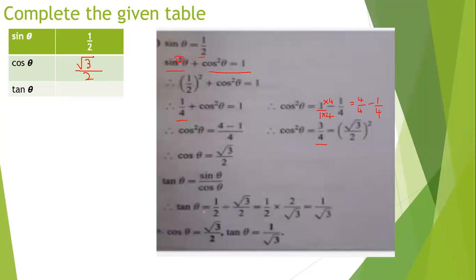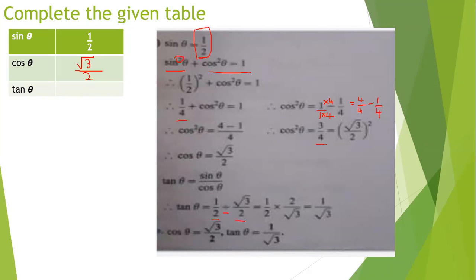Therefore, tan theta is equal to sin theta upon cos theta. The value of sin theta given here is 1 upon 2, so we are writing 1 upon 2. Then upon means divide, so put a divide sign here. Cos theta we have just got, root 3 upon 2, so we are writing root 3 upon 2.